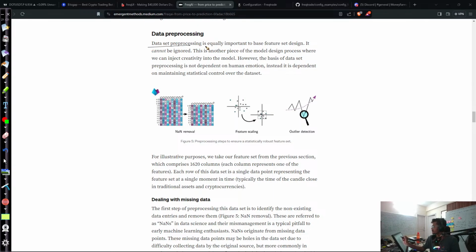So data set pre-processing is as important as base feature set design. It cannot be ignored. Okay, so this is very important, guys.